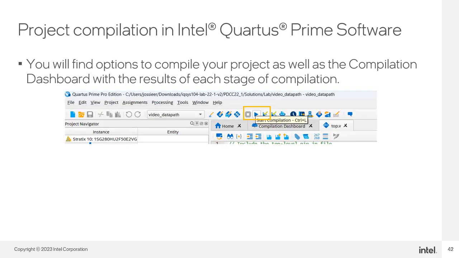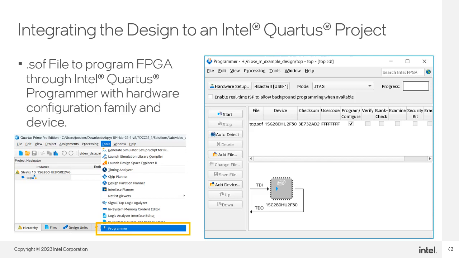The top bar for Intel Quartus Prime software has a button to start compilation, as well as options to compile your project and the compilation dashboard with the results of each stage of this process. Once the project compilation is done, you can use the Intel Quartus programmer to download the design to the board. You can find the programmer in the Tools menu as well. During compilation, the SOF file is generated, which is used to program the FPGA.